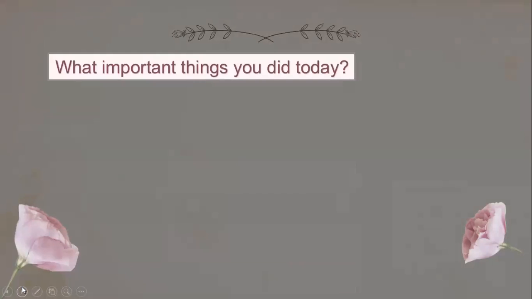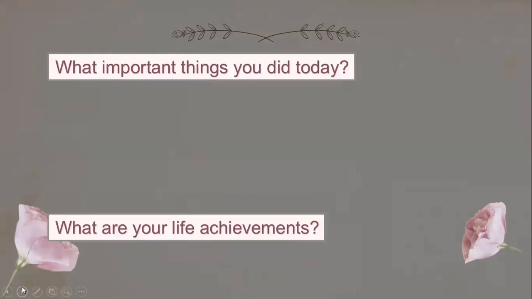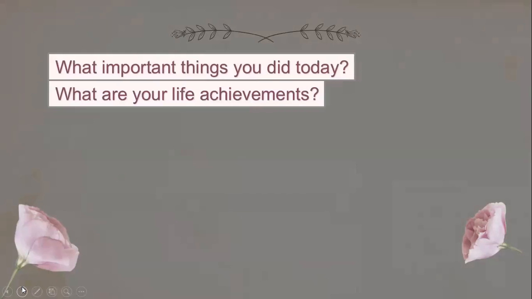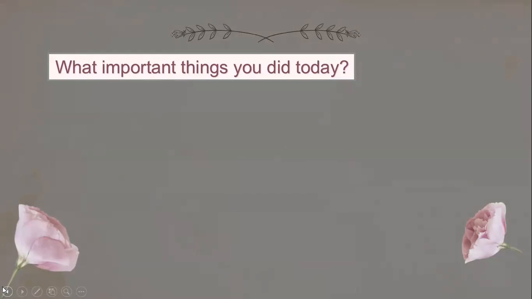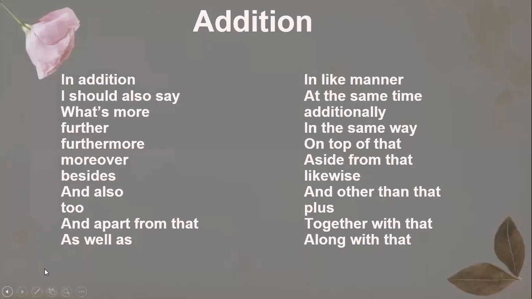And that was the important things you did today. And the next question is, what are your life achievements? Life achievements, that you have passed your O-level exam and you have done certain things, and achievements is what you have won in your life, right? So you are going to tell the same things again with addition. Okay, start. Somebody start first.